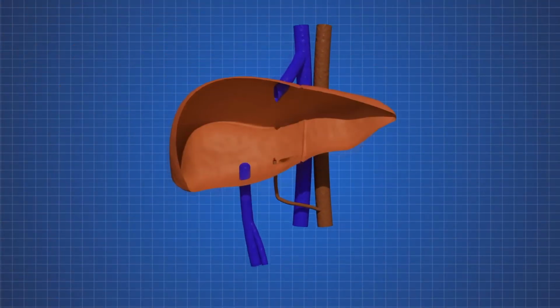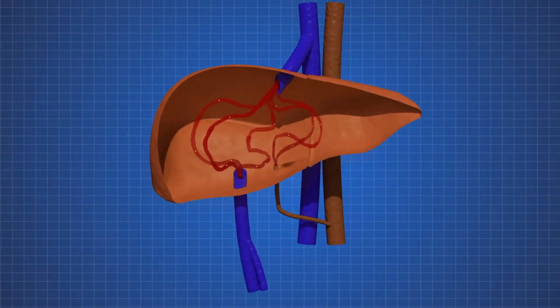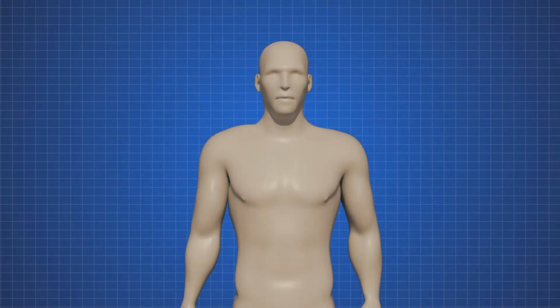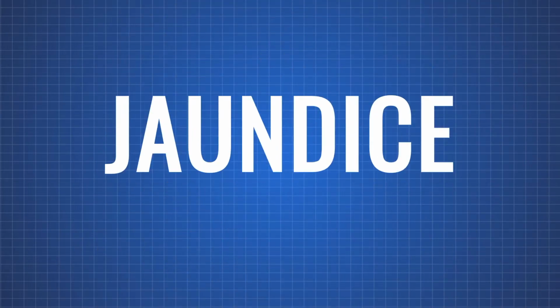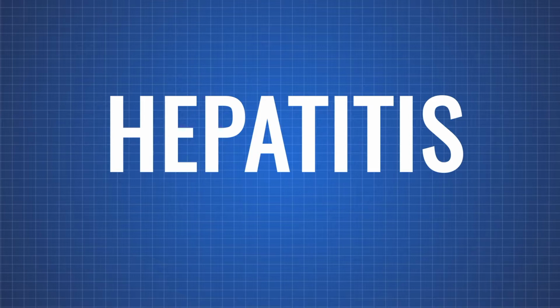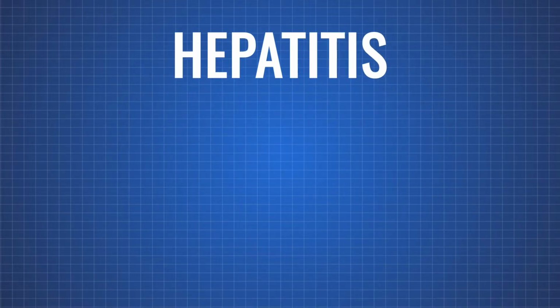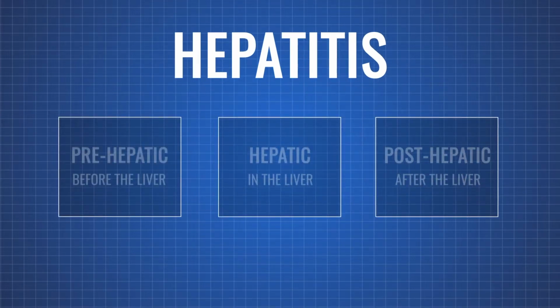The liver usually filters excess bilirubin from the bloodstream. But if something's wrong and your liver cannot do this, the bilirubin builds up and can cause your skin to look yellow. Medically, jaundice is called hepatitis. It is further broken down into 3 categories based on where it starts. Prehepatic, when it starts before the liver, hepatic, which is in the liver, and post-hepatic, which is after the liver.